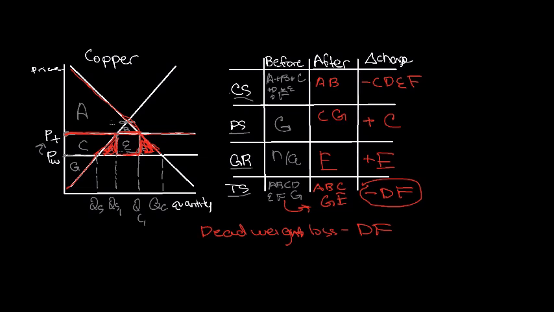Well, there's overproduction because it produces up to here, but it only consumes up to here. And there's underconsumption because these people don't want to buy at that high price. That is why there's deadweight loss with a tariff, and why free trade increases total surplus and the tariff reduces the overall total surplus.